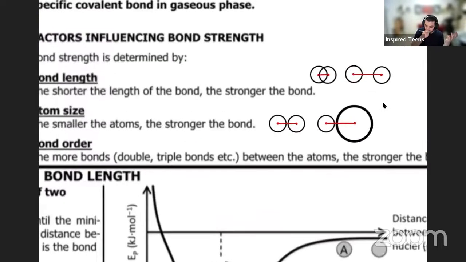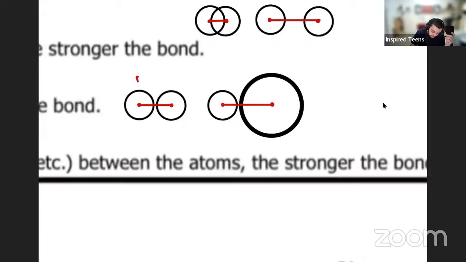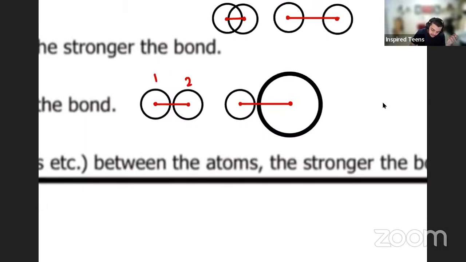When we talk about atomic size, let's just say we are bonding atom 1 with atom 2, both of the same size. Now you can see that their bond length is a specific distance apart. But now if we take the same atom 1 and bond it with another atom 3 that is bigger than atom 2, you can see that naturally the bond length becomes longer because this atom is bigger. Of course it has a bigger atomic radius, so it takes longer, if you will, to get to the nucleus of that specific atom. So naturally the bond length is longer, resulting in a weaker bond.